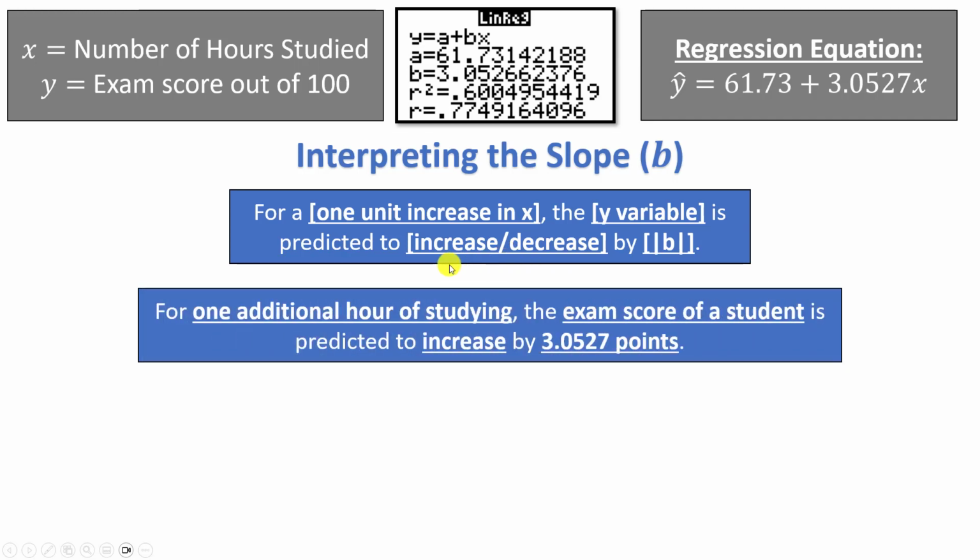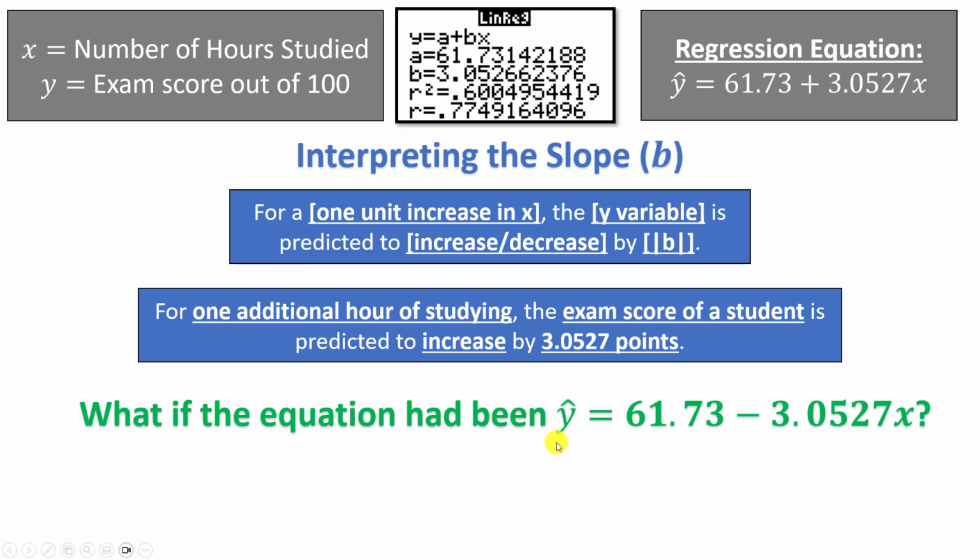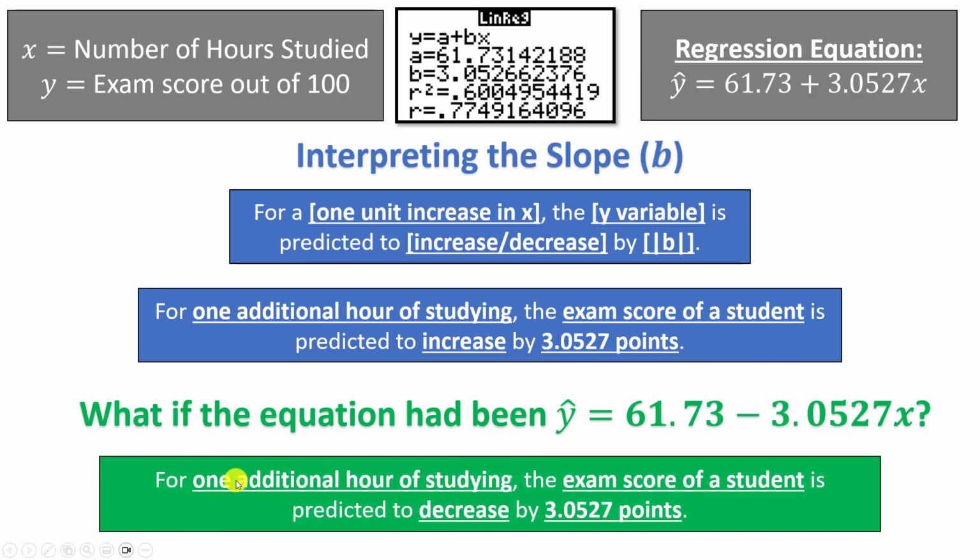Now, in this specific example, our x variable is hours of studying. So 1 unit increase in x would be represented by 1 additional hour of studying. So we would say for 1 additional hour of studying, the y variable, which is exam score out of 100 for a student, is predicted to, in this case, increase, since we have a positive slope, increase by that slope value, which is 3.0527 points. Well, what if this equation had been the same thing except for we had a negative value on the slope? What would that look like? Well, then we would still have the exact same first part here.